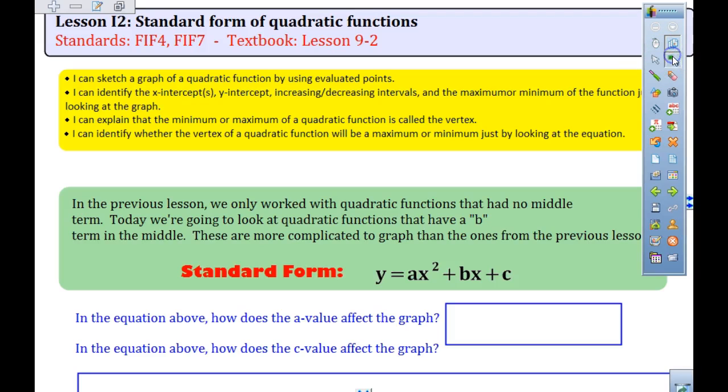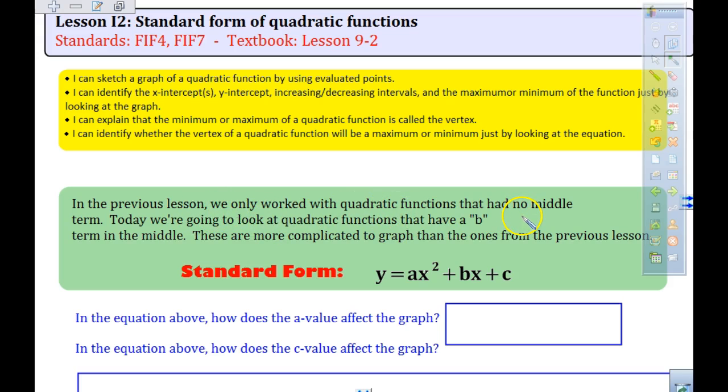Who were sketching in I1, we were mostly sketching graphs, and we didn't really know where the vertex was until afterwards. Today, the key thing when we graph is that we're still going to be looking at those x and y intercepts. We're going to be looking at maximums and minimums of our functions. We're going to be identifying those.